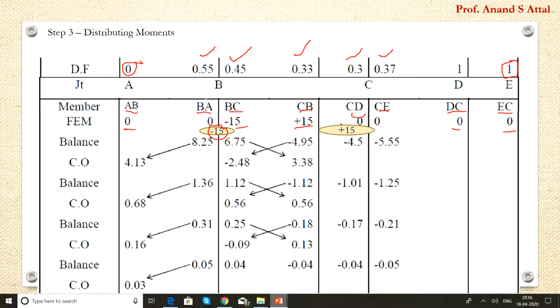So plus 15 multiplied by 0.55 comes 8.25, and plus 15 multiplied by 0.45 comes 6.75. As we have distributed 8.25, we need to apply the carryover factor. As A support is fixed, the carryover factor is half, giving 4.13, and on 6.75 the carryover comes 3.38.